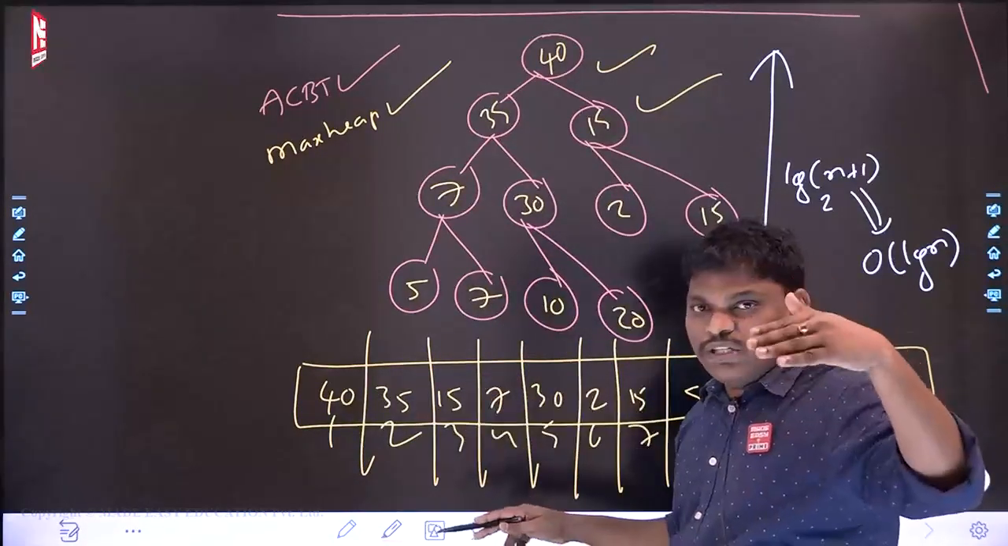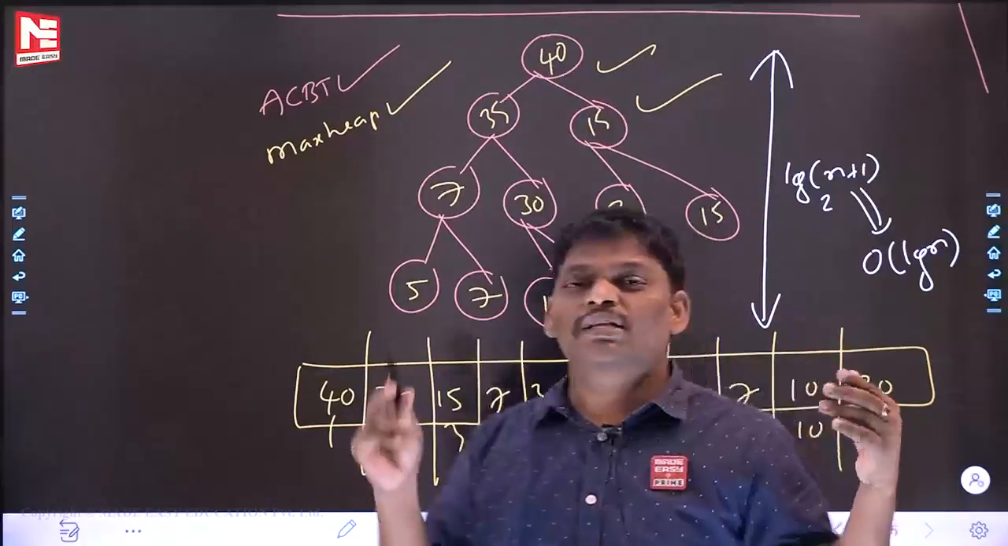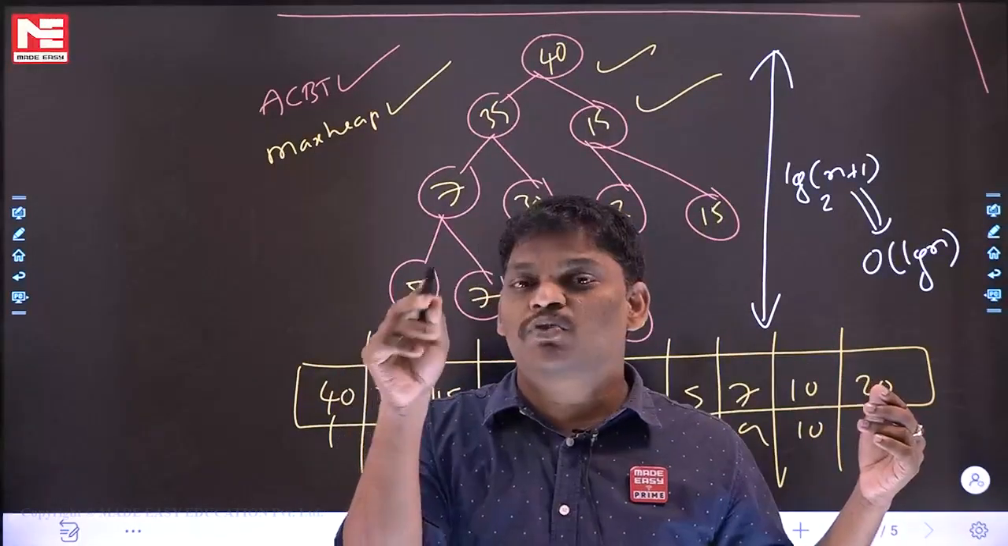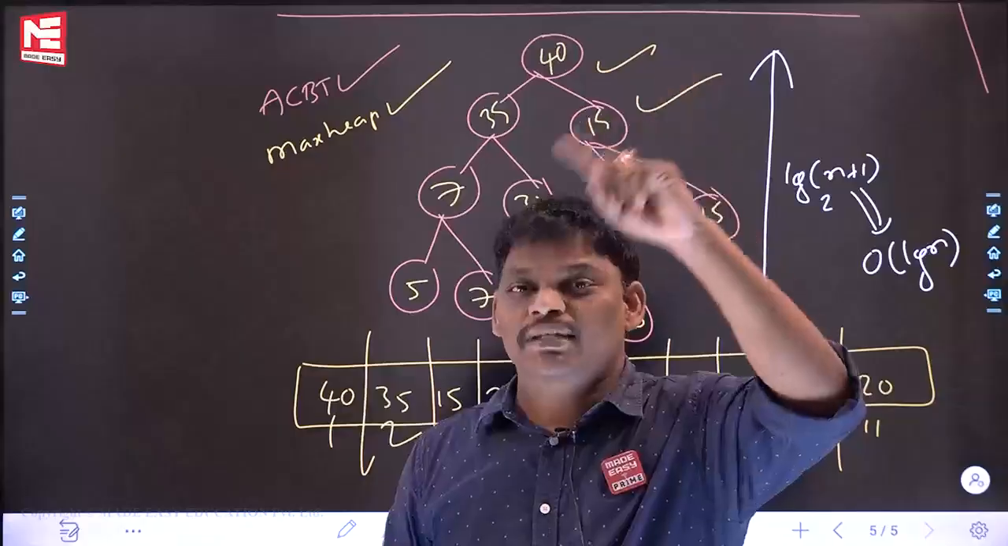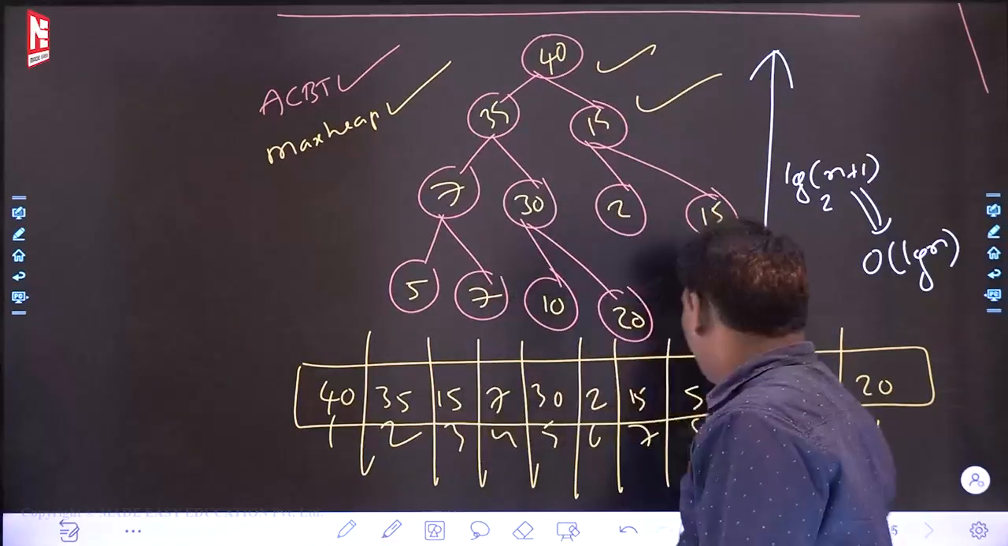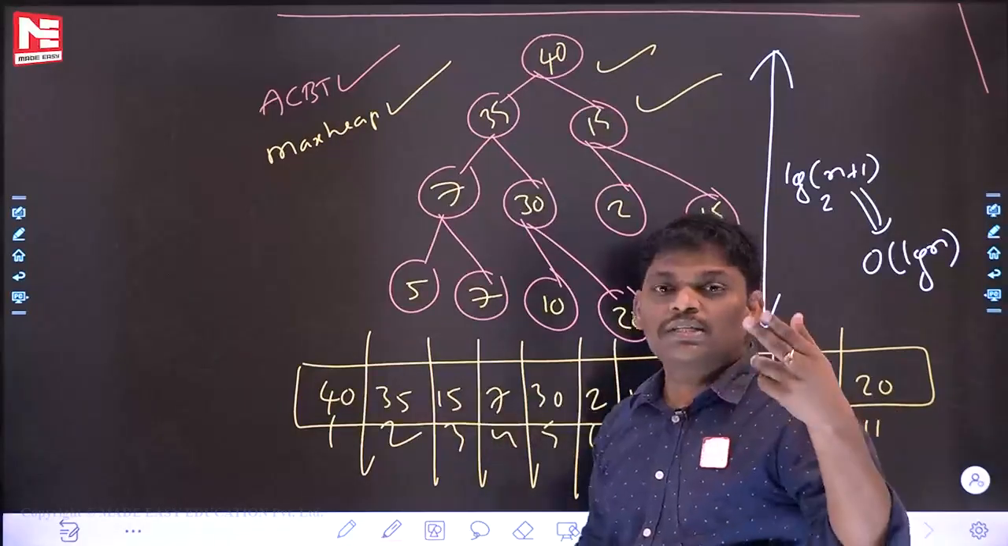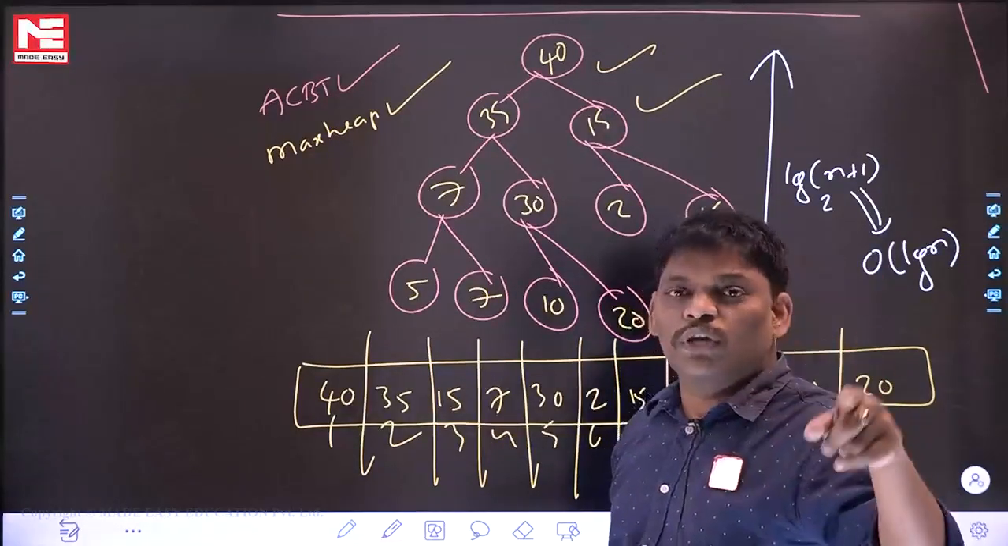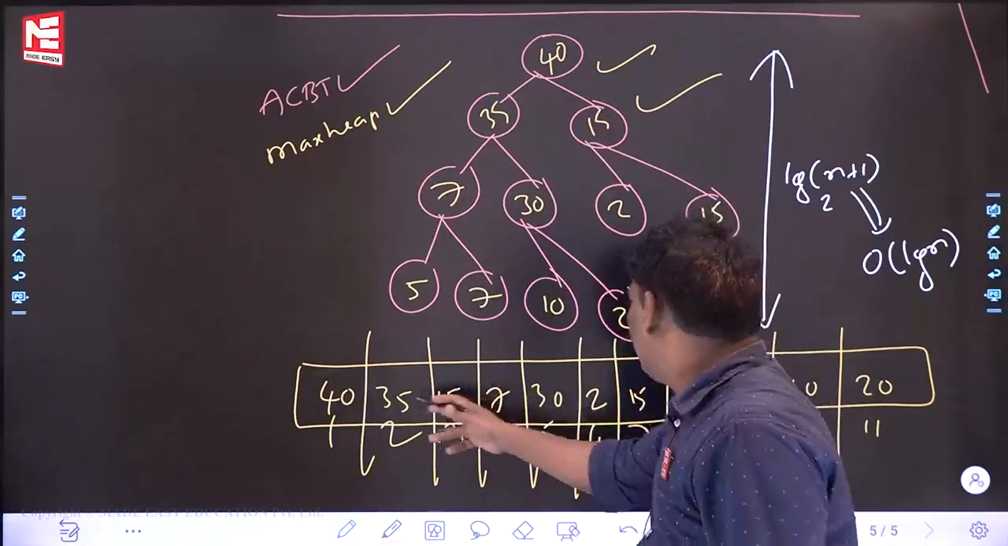He will ask you like this one. Consider a max heap tree. In the GATE examination the question will be like this one. Consider a max heap shown in the form of an array. Right? He will give this. Consider a max heap which is shown in the form of an array. They will give like this.